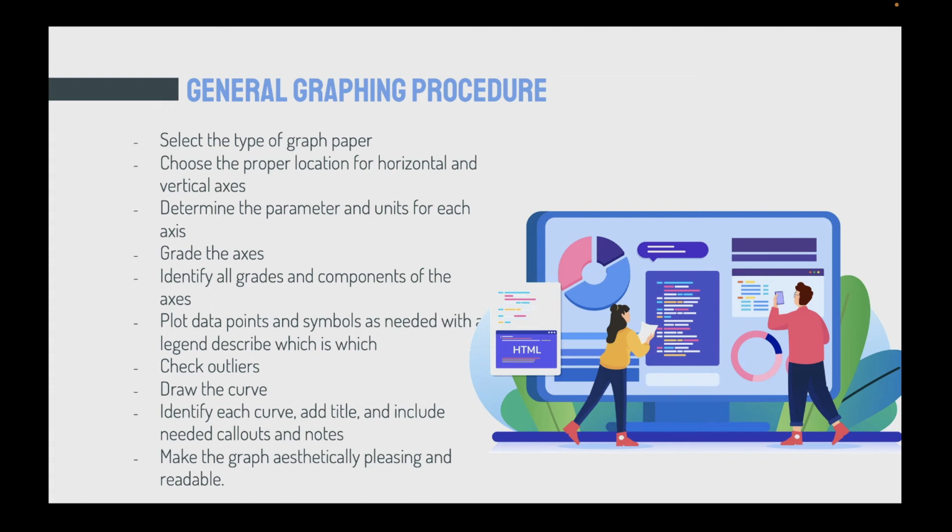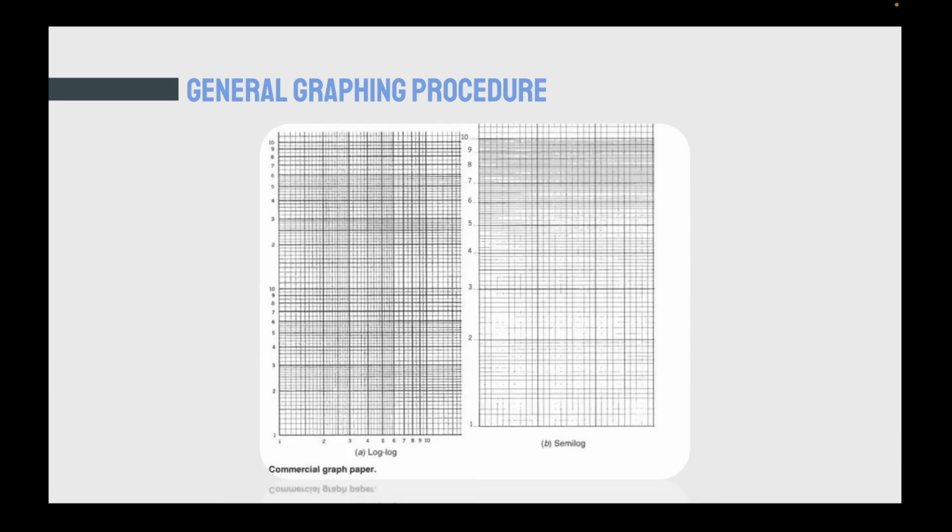Now you check outliers, which means all the data falling out of what's expected. Draw your curve, identify each curve, add a title, include needed callouts and notes as needed. Then you need to make the graph aesthetically pleasing and readable. Now that's the kind of paper you use. I believe you know it from your math, right?